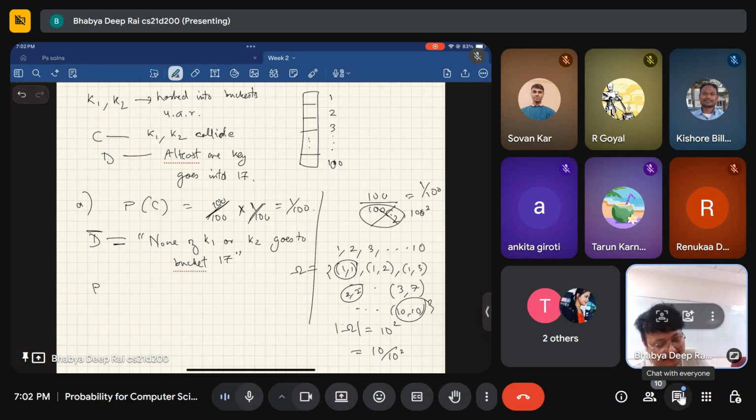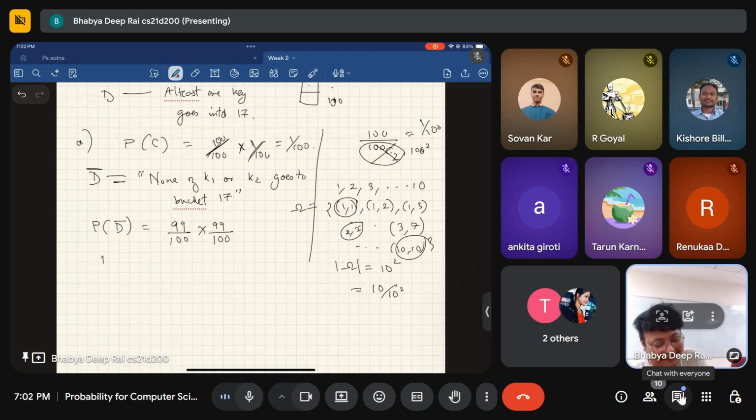So probability of D complement is equal to, so K1 does not go to 17, so there are 99 options for it, times K2 also chooses one of the 99 other options. They could be same, not a problem, but definitely they should not go to bucket 17. This is D bar probability. What we need is probability of D. Probability of D is 1 minus 99 times 99 by 100.